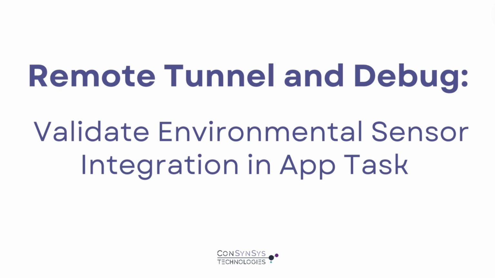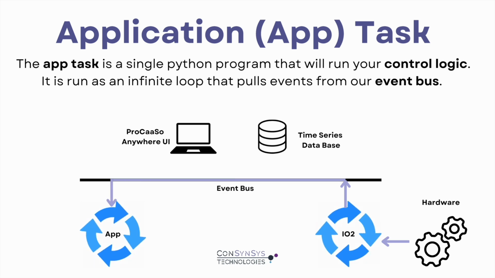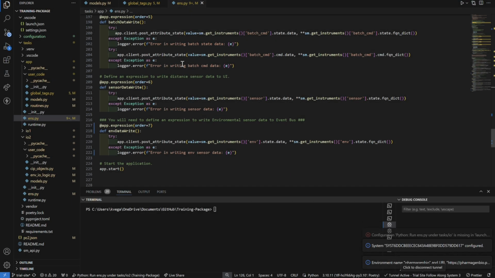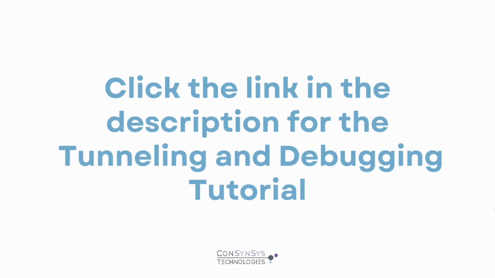Now, we're going to validate the integration of our environmental sensor into our app task. Our primary goal is to ensure that the data is flowing correctly from the IO2 task to the event bus, and subsequently to the app task. Let's proceed with the tunneling and debugging procedures we covered previously. Begin by opening your tunnel, and if you need to refresh your memory on how to do this, please refer back to our previous tutorial.